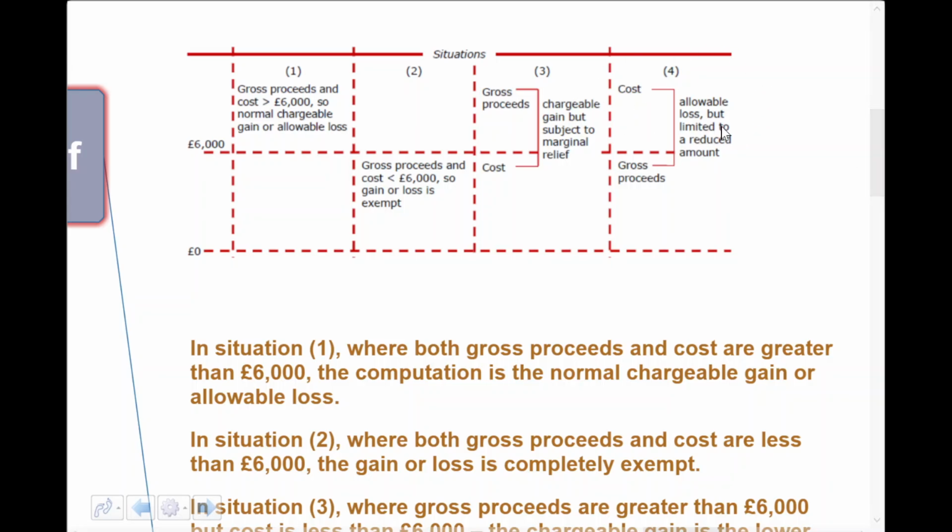Now here, number 4 is sort of, in one sense, the reverse of number 3. Yeah, because here what we see in situation 4, scenario 4, is that the cost is above 6,000, but the gross proceeds are below 6,000. So clearly in this particular case, this is going to be a loss, which is allowable, but the loss is limited to a reduced amount. What do they mean by that?